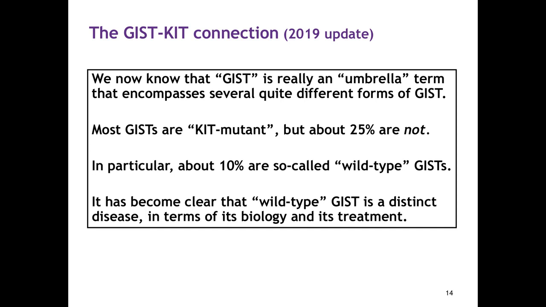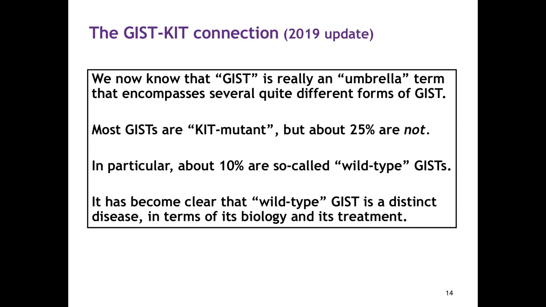So I said a moment ago, the 1998 discovery that most GISTs have a mutation in the KIT gene, and that's still true, but not all. It's about 3/4, roughly, of GISTs that are KIT mutant. There are about 25% that are not KIT mutant. I'll talk a little bit about those cases later on.